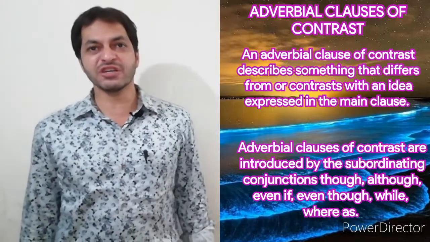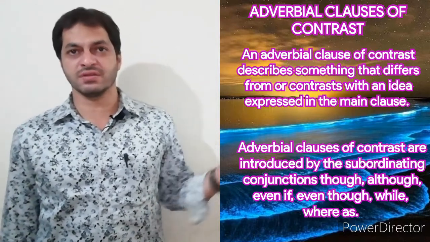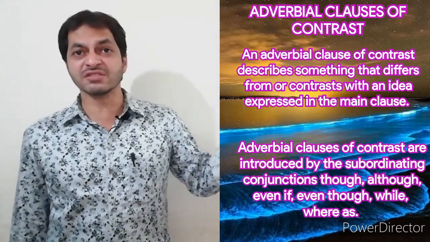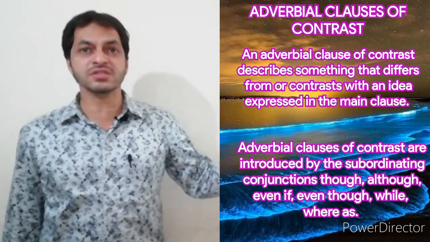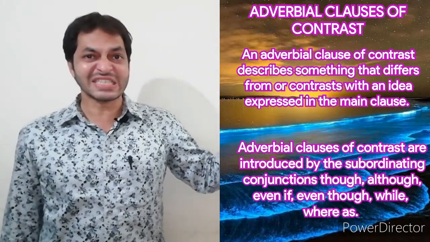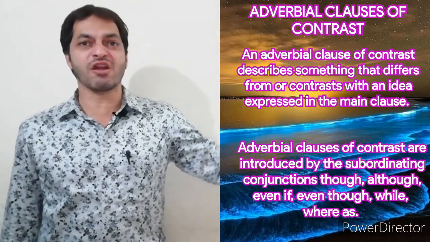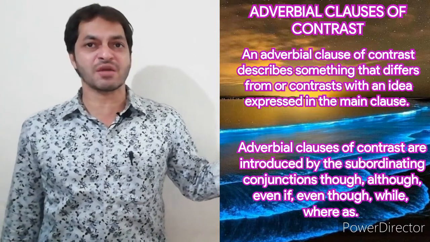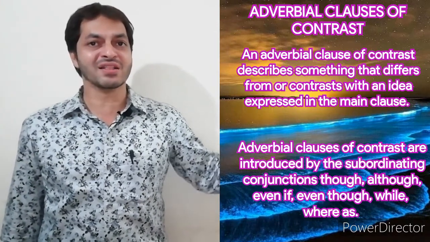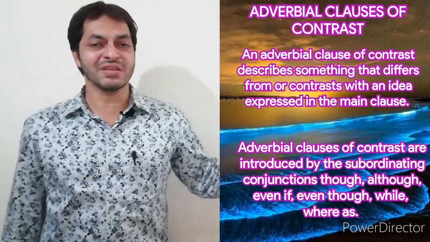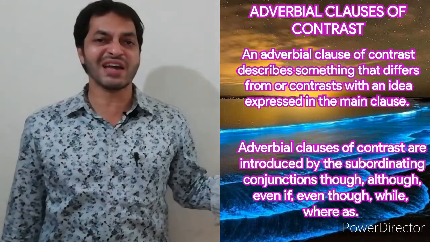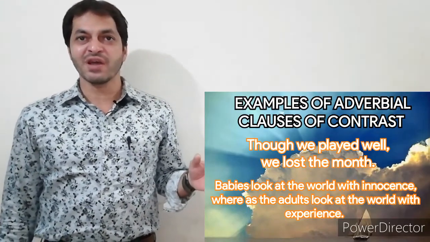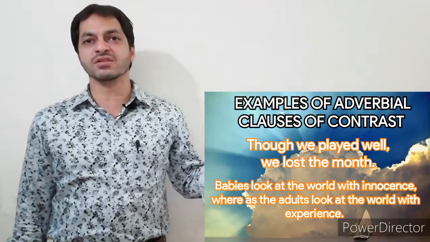Fourth one, adverbial clauses of contrast. An adverbial clause of contrast describes something that differs from or contrasts with an idea that is expressed in the main clause. These clauses are introduced by the subordinating conjunctions though, although, even though, even if, while, whereas. Let us go through the examples of adverbial clauses of contrast.